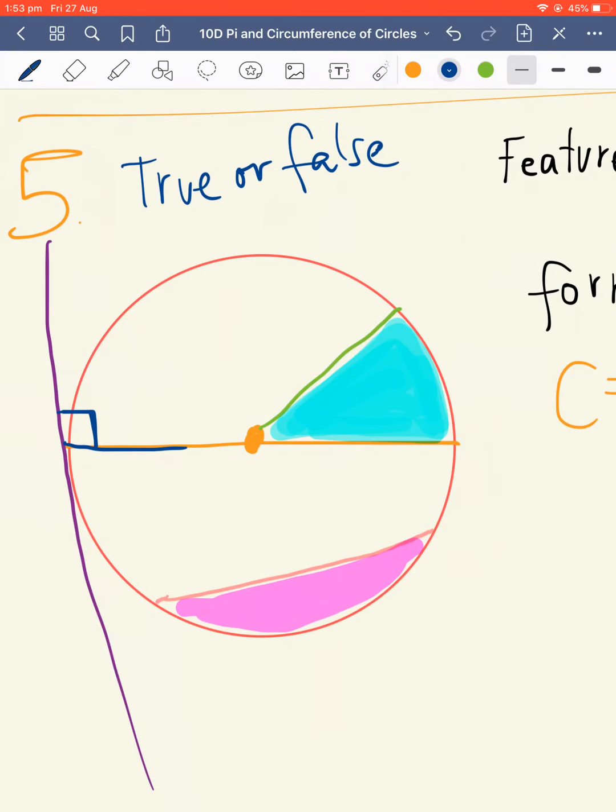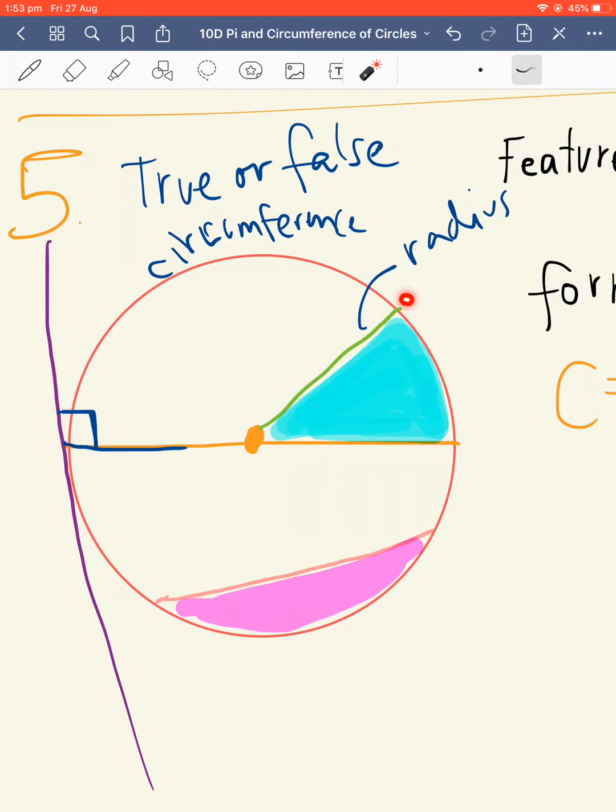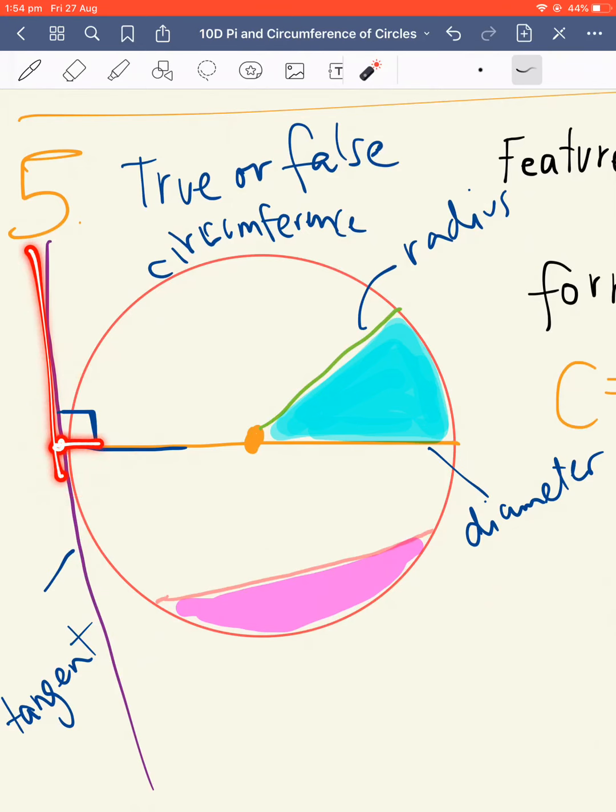So, we have our circumference here, which is our outside measurement of our circle. We have our radius, which is from our circumference to the middle, to the center, sorry. Then we have our diameter, which goes from one side of the circle to the other. We also have this thing off to the side here called a tangent. And again, that is at a 90-degree angle to a particular point, only one point hitting the circle.